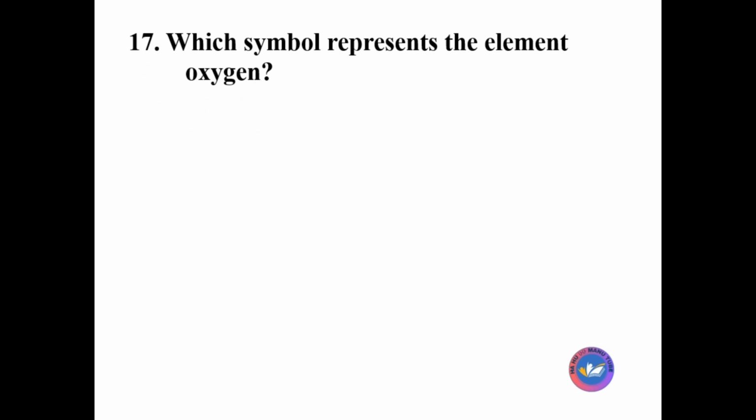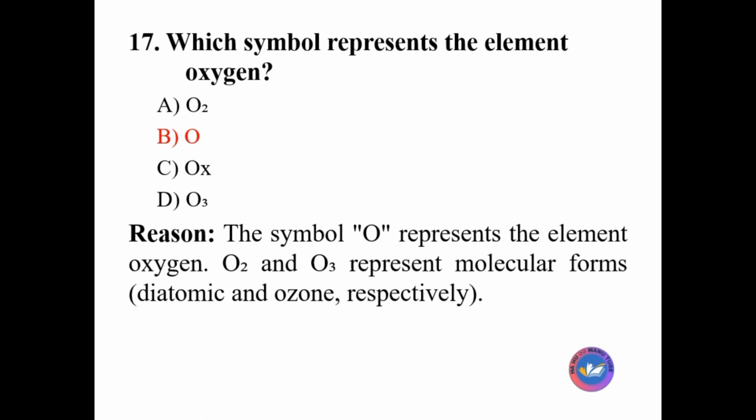Question number 17. Which symbol represents the element oxygen? A. O2, B. O, C. OX, D. O3. The answer is O, because the symbol O represents the element oxygen. O2 and O3 represent molecular forms, that is diatomic oxygen and ozone respectively.